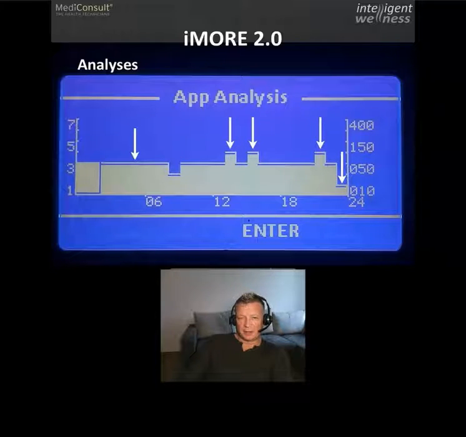So here we have another example. By the way, the graph, like I told you, automatically shows up at the end of the application on the display. It will stay for about 4 minutes, and then it will disappear again.